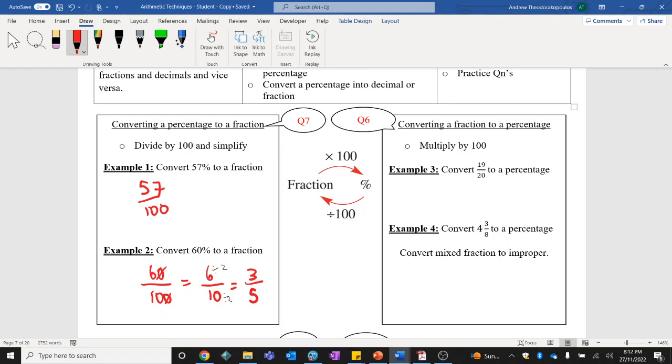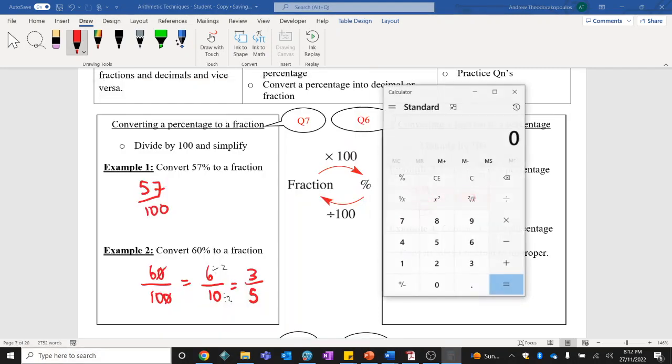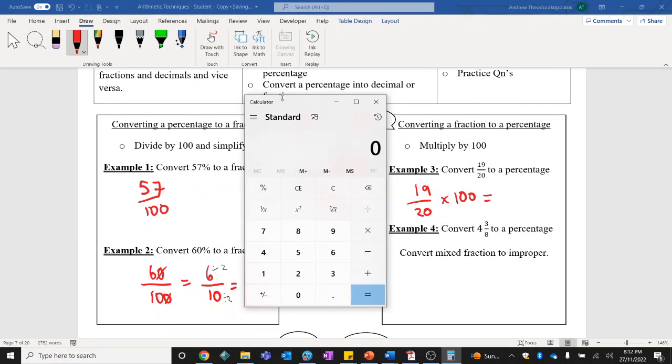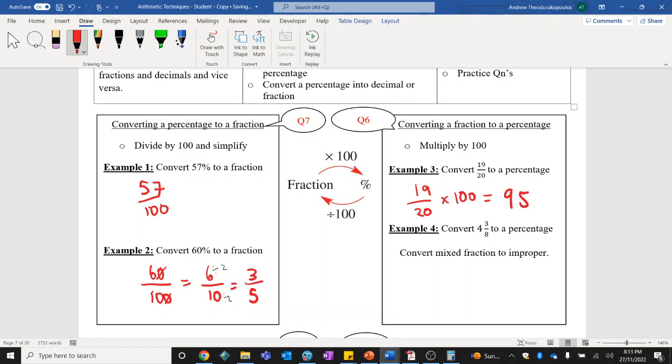To go from a fraction to a percentage, we do the opposite, and we multiply by 100. So 19 over 20 times 100. And all you'll need to do is use your calculator. So let's open that up and work that out. So what is 19 divided by 20? That equals that. And then we times it by 100, which gives us 95. So all you need to do really is put in 19 divided by 20 in your calculator and then times it by 100.